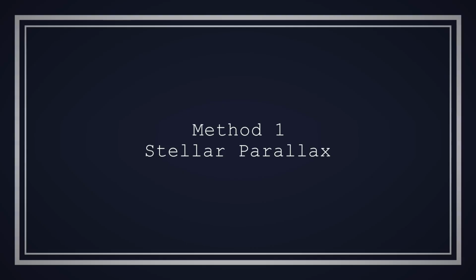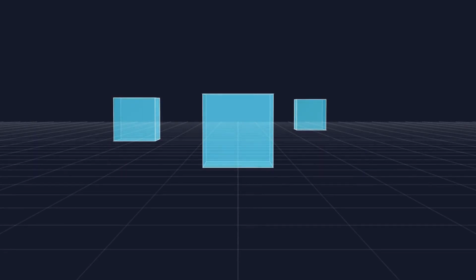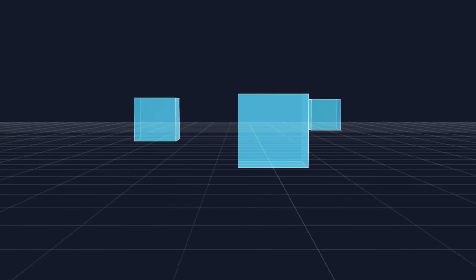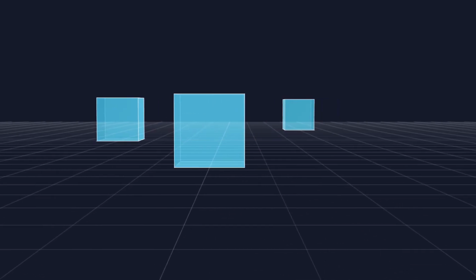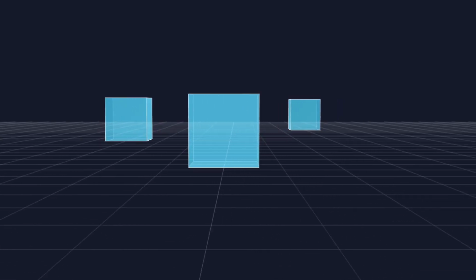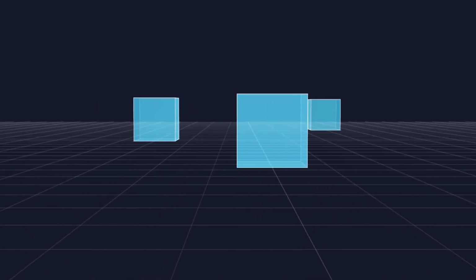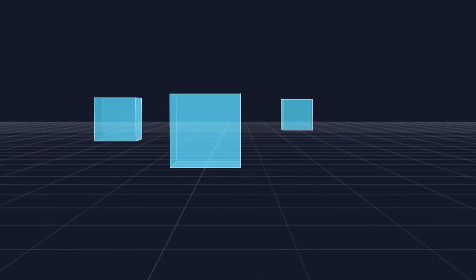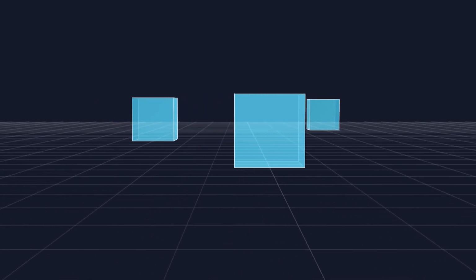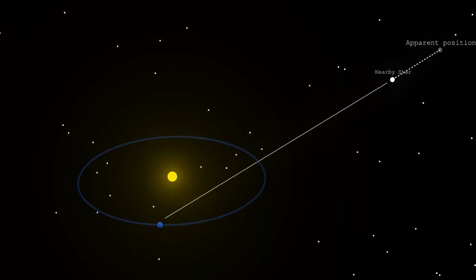Consider a set of cubes. Each is at a varying distance from you. When you move side to side, the closest cube moves the most and the furthest cube moves the least. So there must be a relationship between the distance of the object and by how much its position appears to change. The same principle applies to stars.